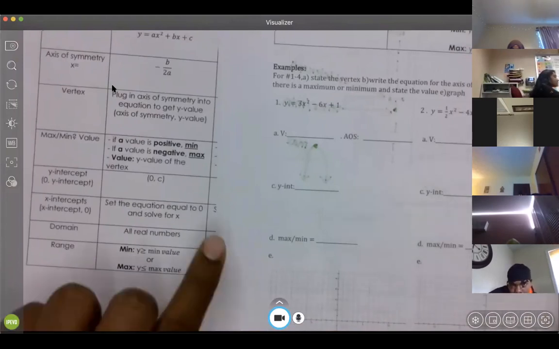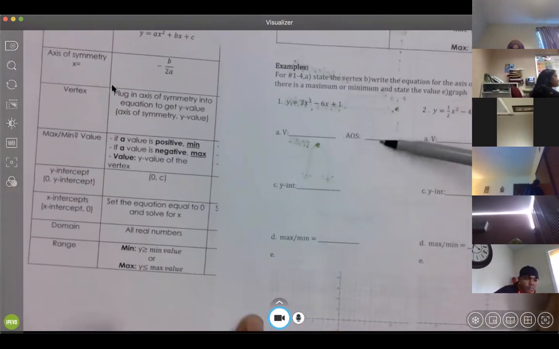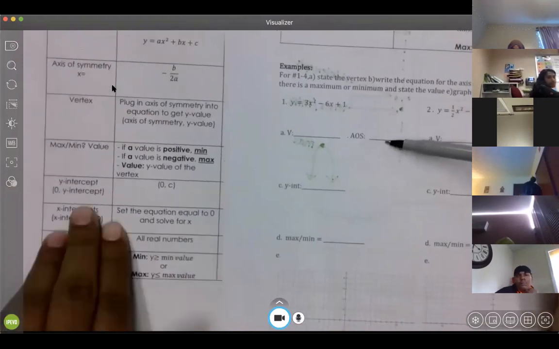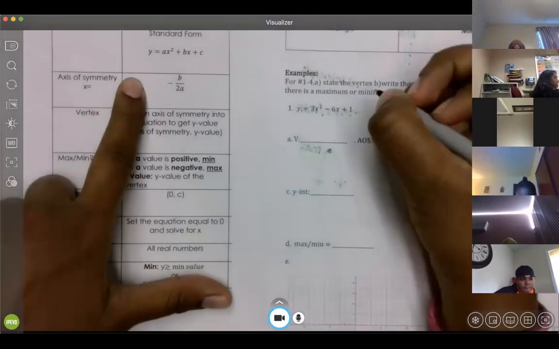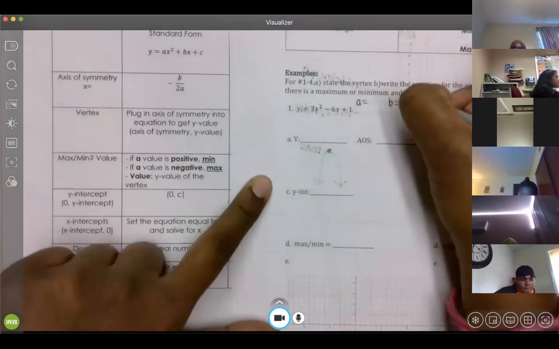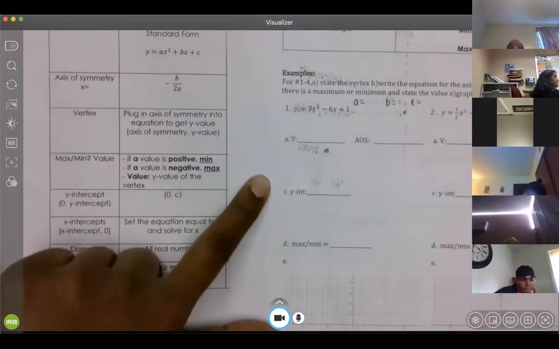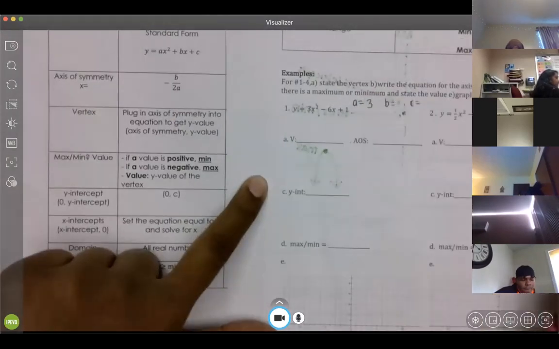First thing, I'm going to go a little out of order and find the axis of symmetry. If you look at your cheat sheet, in standard form, to find the axis of symmetry you use the formula negative b over 2a. Sometimes it's helpful before you even start to identify what your a, b, and c are. Your a is the number in front of the x squared, so it's 3. The b is the number in front of the x, so it's negative 6. And the c is the constant, so it's 1.